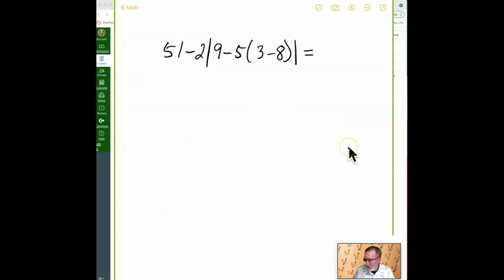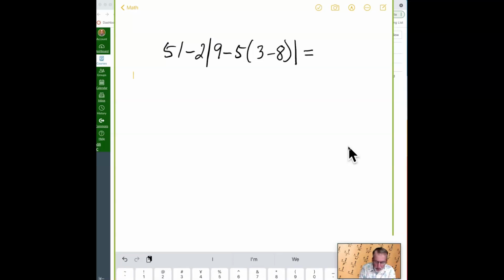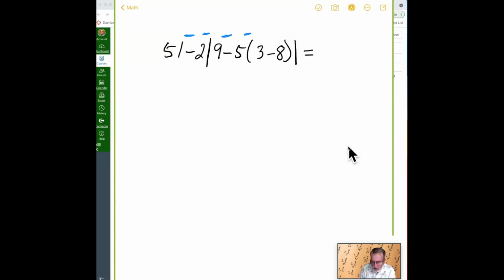I've copied the problem over to this page, and one thing I suggest is counting the number of operations in this problem before you start. So let's do that. We'll use a different color, and there's an operation here. Just put a line over it. And there is an unwritten operation here. There's an operation here, an unwritten operation, multiplication there, and then another operation here.